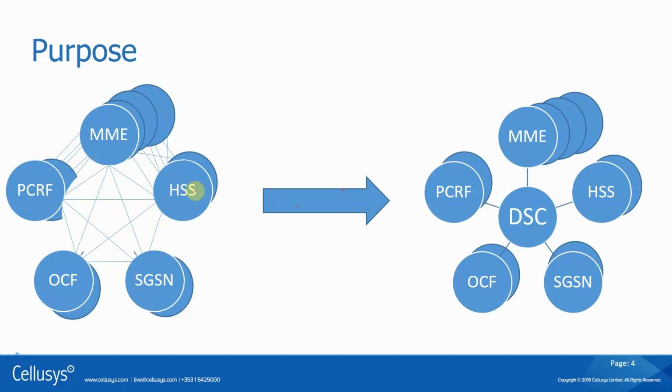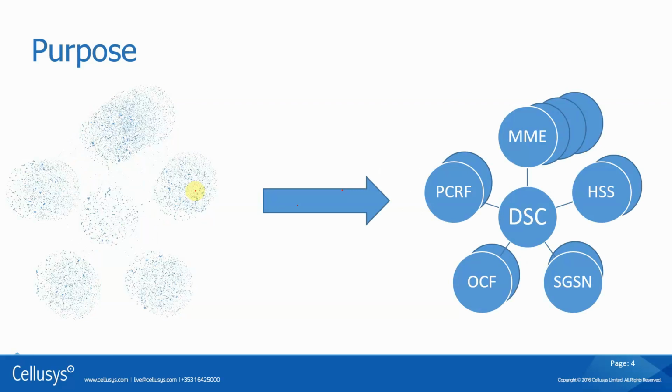So if I simplify this, I stick a DSC in the middle. Again, if you come from an SS7 background, that DSC looks a lot like an SS7 STP. The STP takes all the messages, decides where it's going to route them, and sends them out again in a hub and spoke architecture, just like we're showing here. I've simplified it a little bit, but the idea is still there.